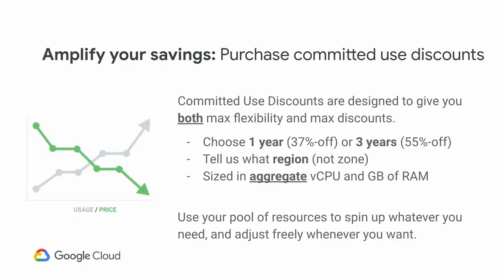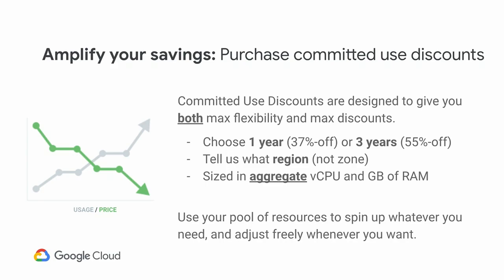So sustained use discounts are pretty cool because you don't have to send any signal to Google and say, hey, I'm going to run this. And you still get up to a 30% discount if you happen to run for the entire month. But in some use cases, you may actually know that you have some steady state workloads that are going to run for 1 or 3 years or even longer.